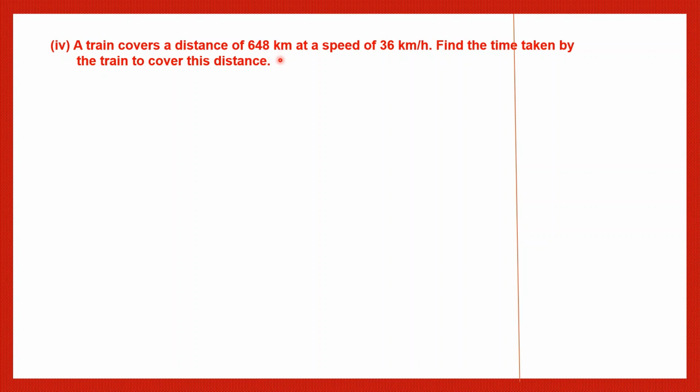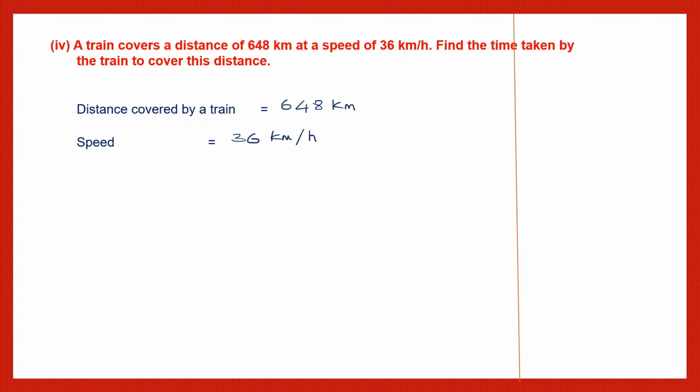Now let's look at the units first. So here we have kilometers. Here also we have kilometers. So we don't have to do any conversion. We can straight away write what's given to us and find the time taken. So let's begin. Distance covered by a train is 648 kilometers. Then the speed of the train is also given to us. It's 36 kilometers per hour.